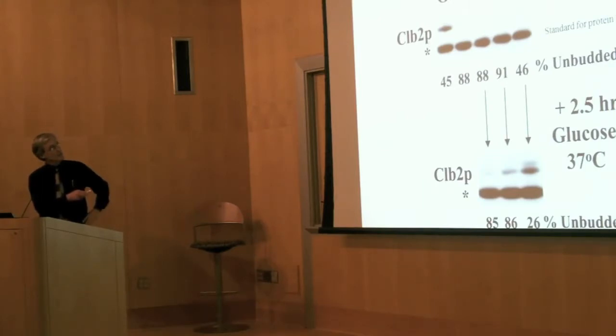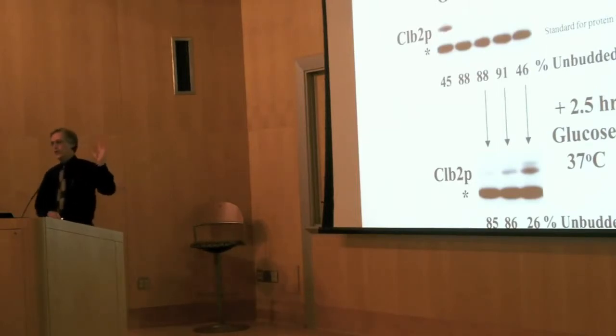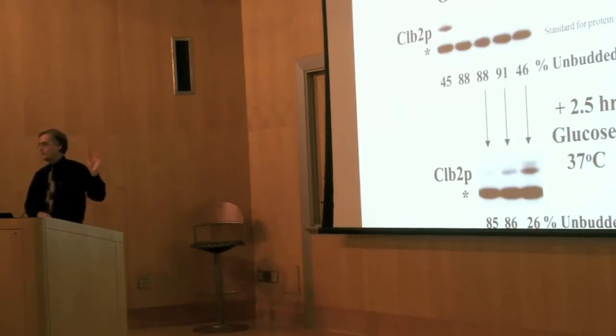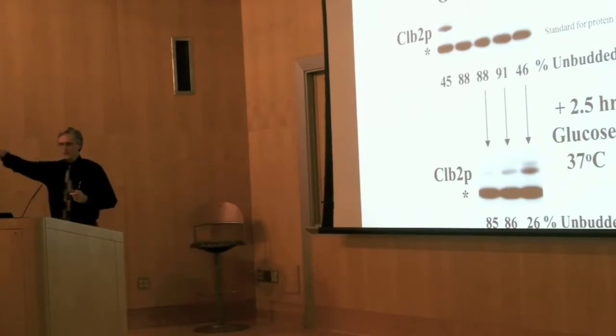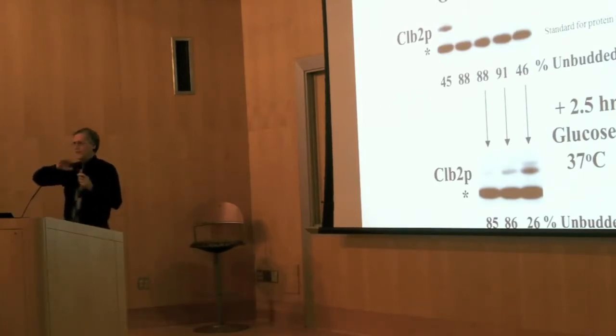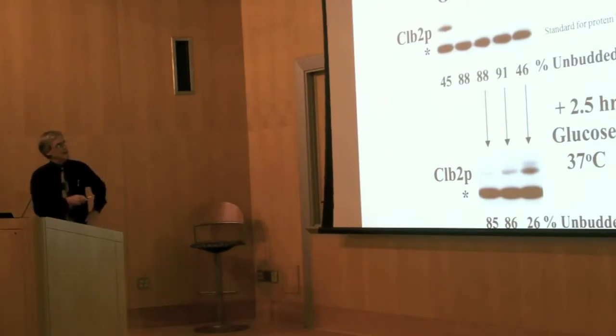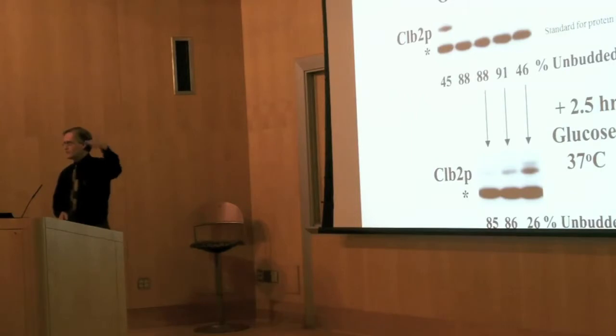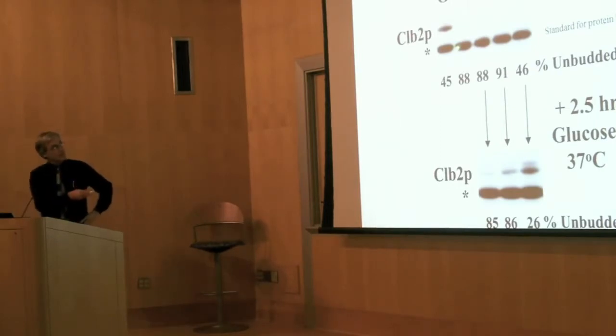Then he shifts to raffinose at 23 degrees, and now there are no Clins at all. So cells finish the cell cycle, they come into G1, because they have no Clin cyclins, they can't leave G1. So they pile up in G1. Now 88% of the cells are unbudded, and you can't see any CLIB2 because all the cells have cleared out and none of the cells have gone back into the cycle. So there's no CLIB2 around. Those cells are going to be dead if you hold them like that for long.